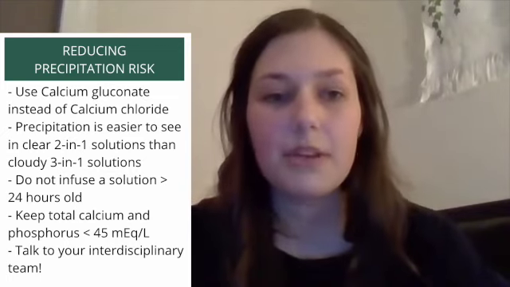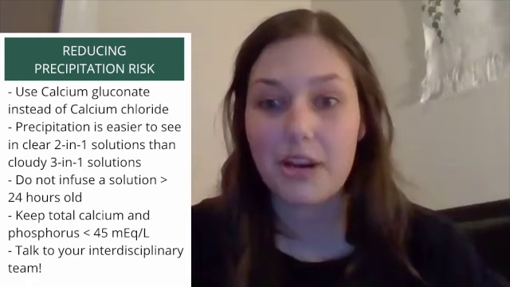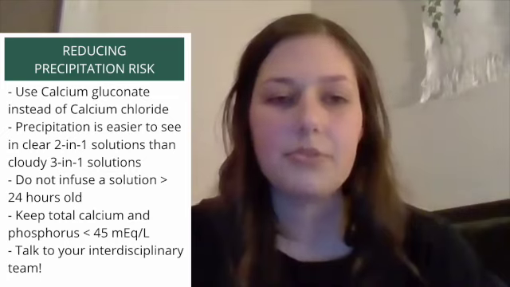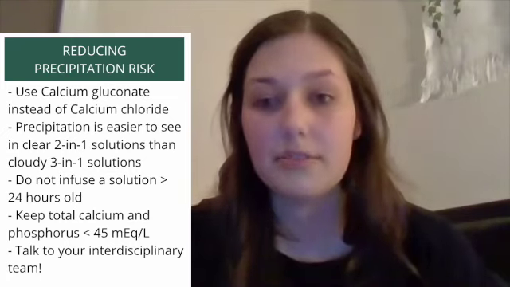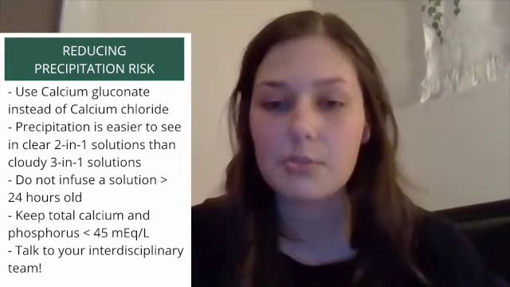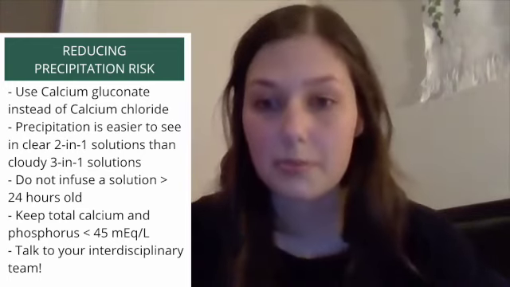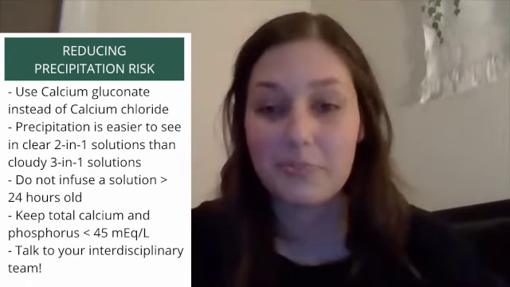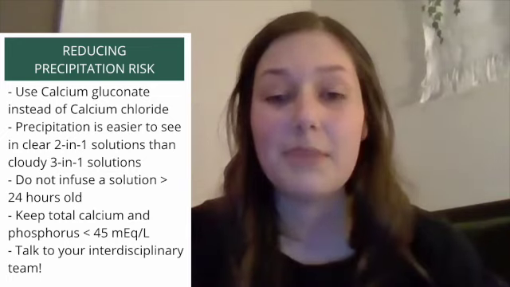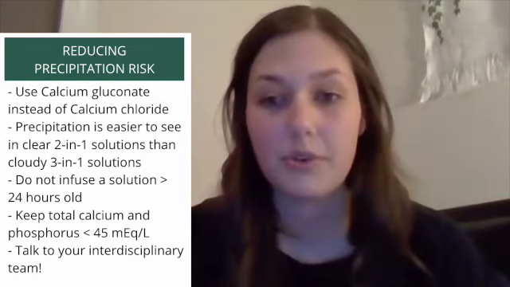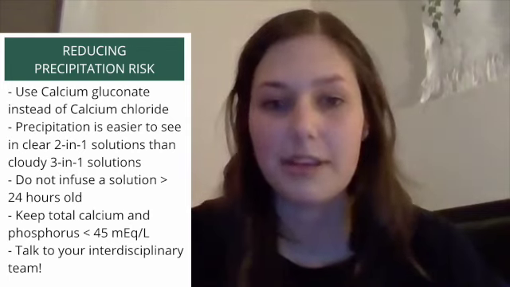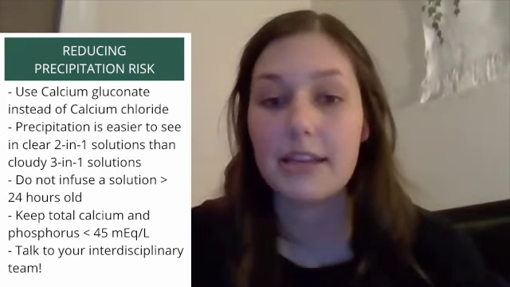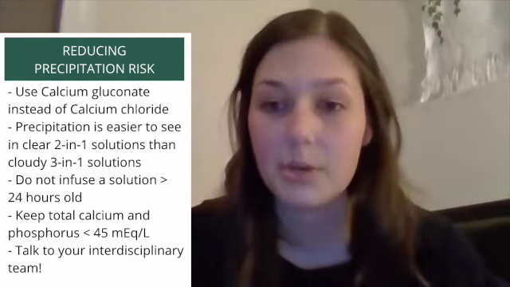So there are a few steps that we can take to reduce the risk of calcium and phosphorus precipitation in our TPN. One of them is to use calcium gluconate instead of chloride, so that is just less likely to precipitate. Of course, 2-in-1 solutions instead of 3-in-1 total nutrient admixtures, those are more opaque and are harder to identify precipitates. So maybe not reducing precipitation risk, but reducing your risk of missing it. You want to make sure you're not infusing a solution that's over 24 hours old. So we like fresh TPN. You want to keep the total of the calcium and phosphorus added together less than 45 milliequivalents per liter.